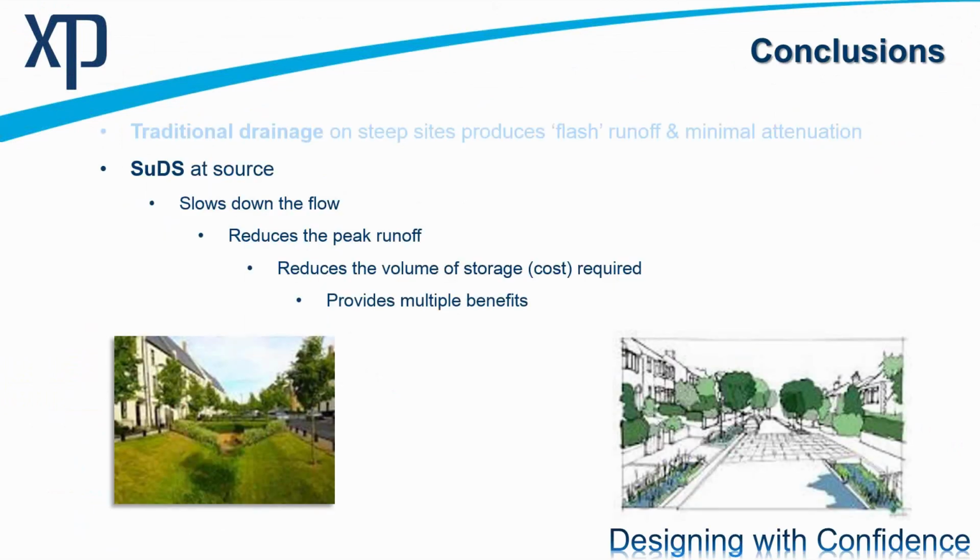And what we try to do is put those sustainable drainage systems back at source, as far up the catchment as we possibly can. We're trying to slow down this flow to reduce the peak runoff. And ultimately, we're going to reduce the volume of storage required as well. And bear in mind that you have the slowing down of the flow, not just because of the natural characteristics, but because of the actual structures themselves.